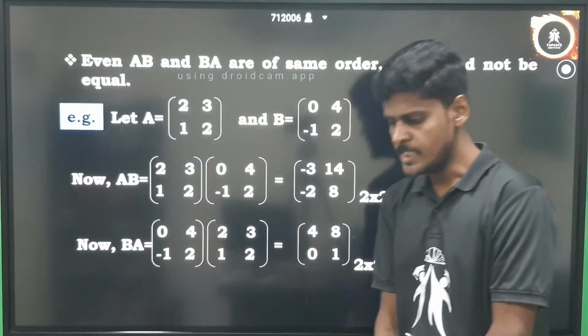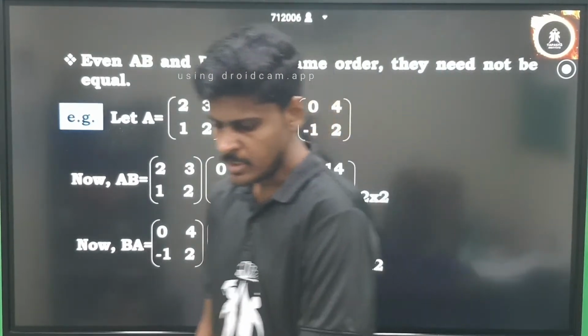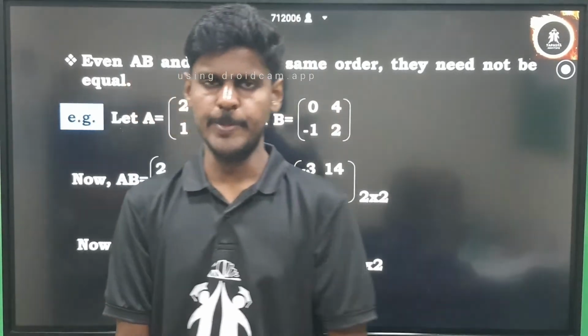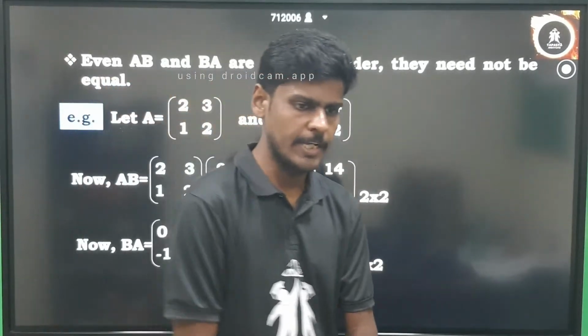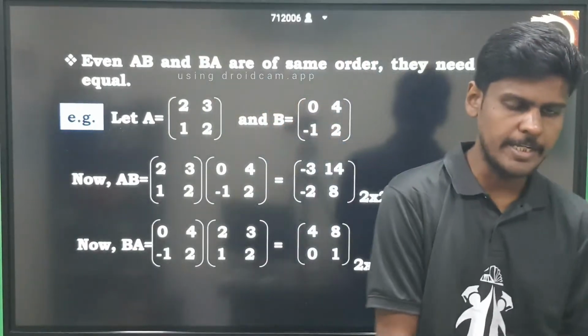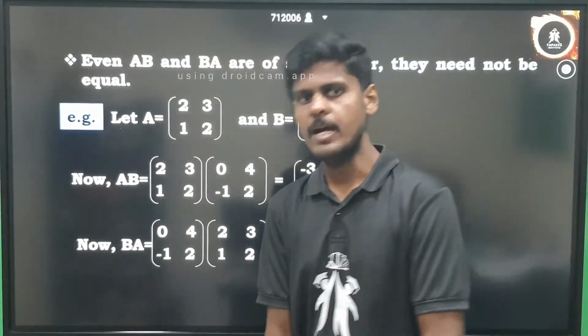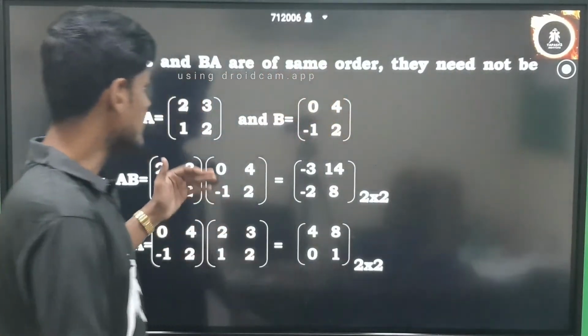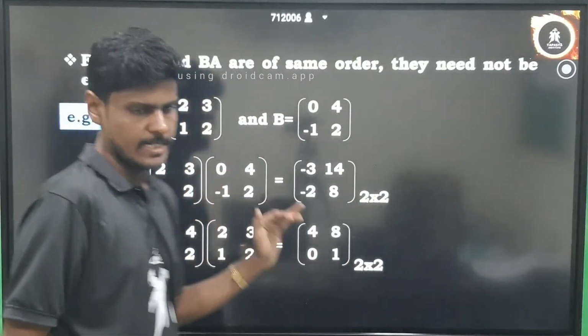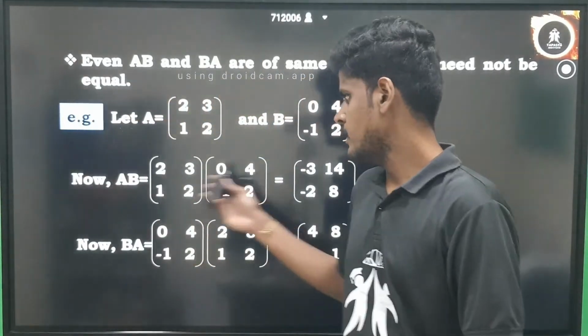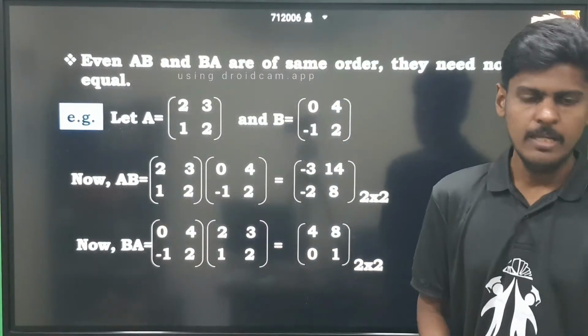Now how can the questions be asked? They may ask, give two matrices and prove AB not equal to BA, or verify commutative property or associative property of the matrix. Questions can be asked in that way. So here what is given? Matrix A and B. We took two examples for matrix A and B and tried to find AB and BA.